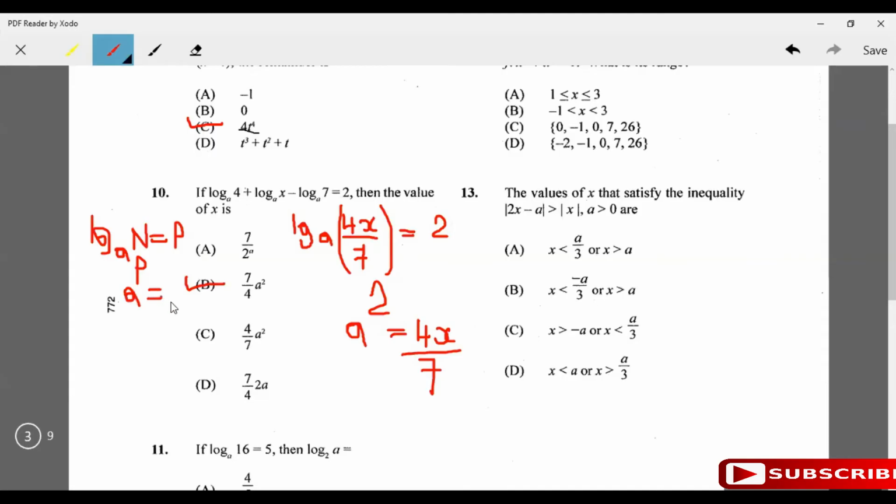Right? That's the first rule of logarithm. Right? Logarithm is linked to powers. Right? So that's a rule. So that's all I did right here, was link it to if log a of 4x over 7 is equal to 2. So a squared is 4x over 7. And so then we just make x the subject. Make x the subject, and we're going to get this right here. And so that's option B.